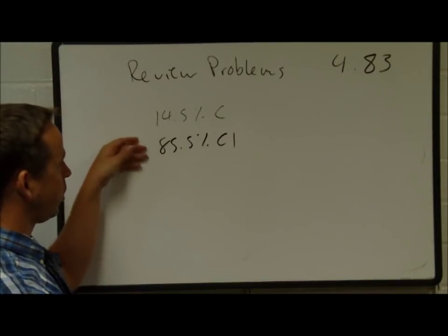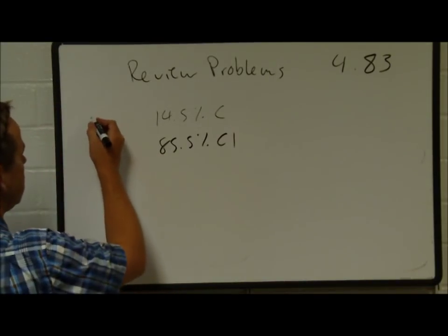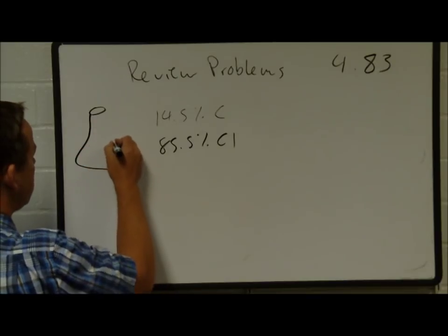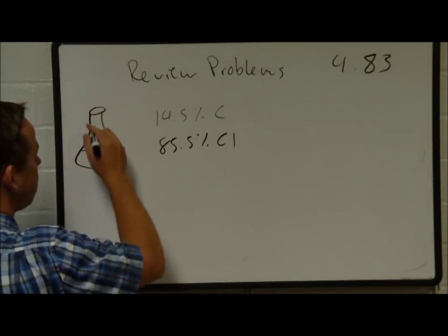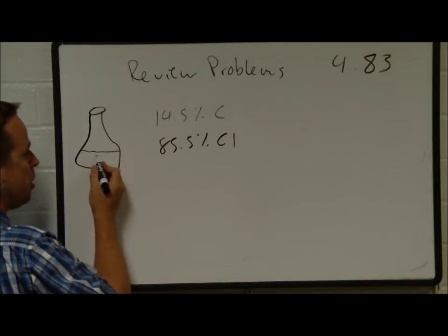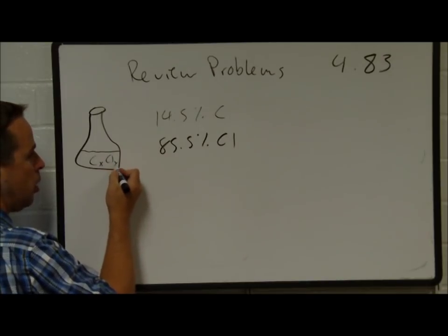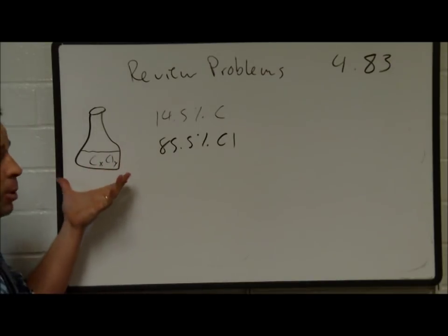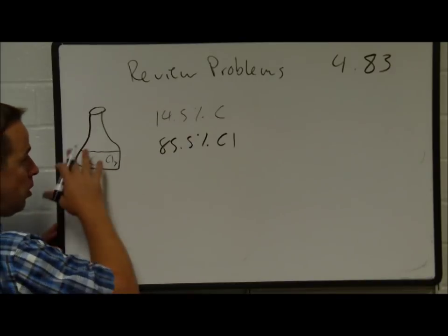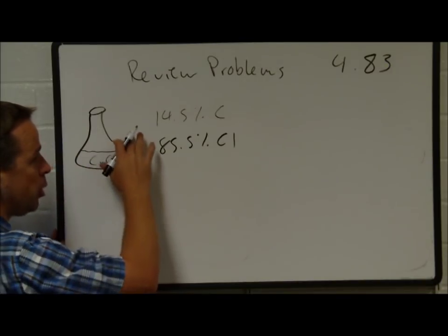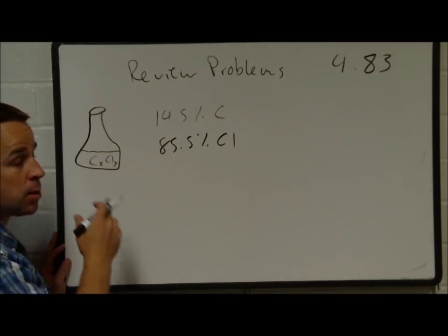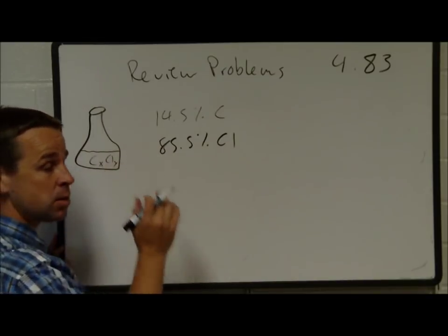Well, here's some chemical. We don't know what the chemical is. All right, here's some chemical that's made of carbon and chlorine, C_X Cl_Y. We don't know how many carbons and chlorines are in the ratio of this specific chemical, but we know that 14.5% of the mass is carbon and 85.5% of the mass is chlorine.